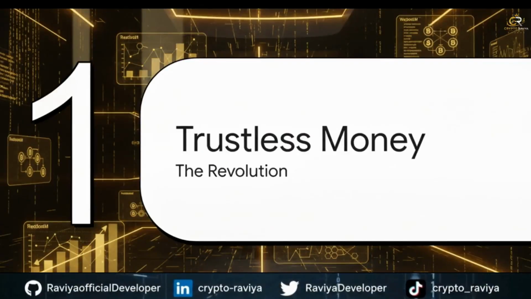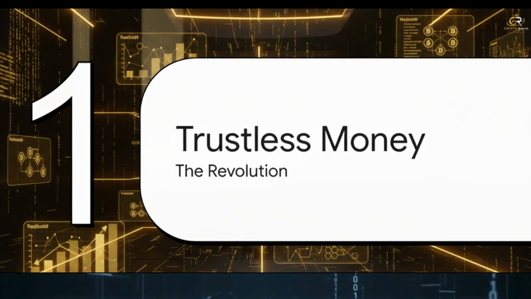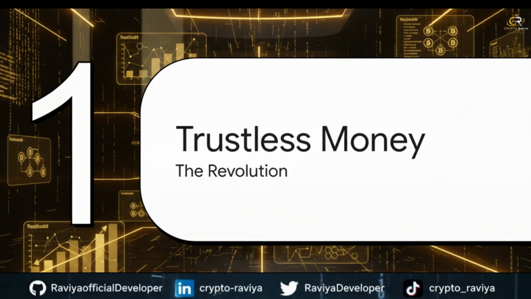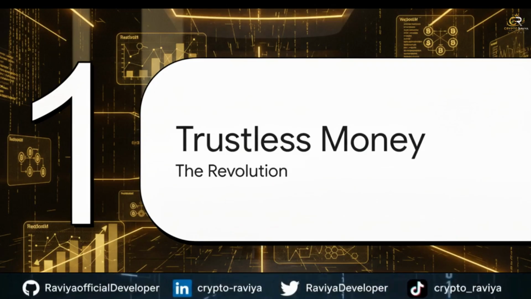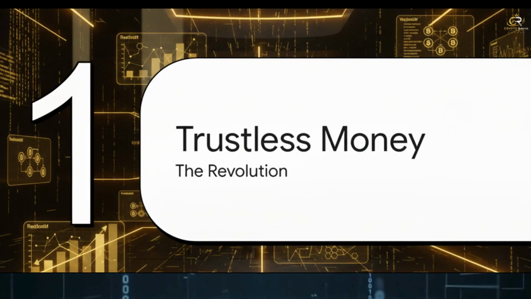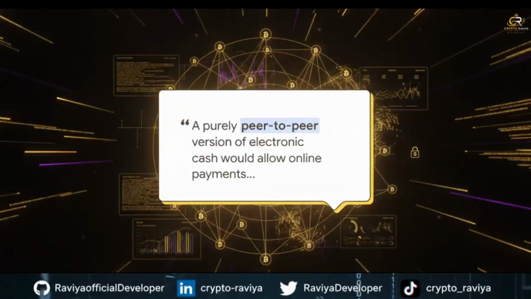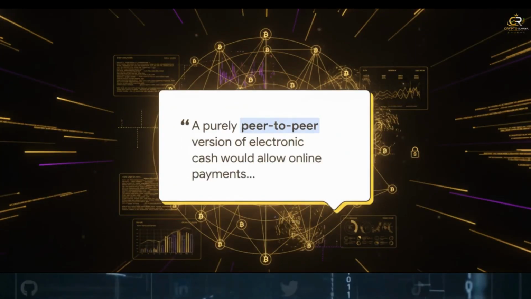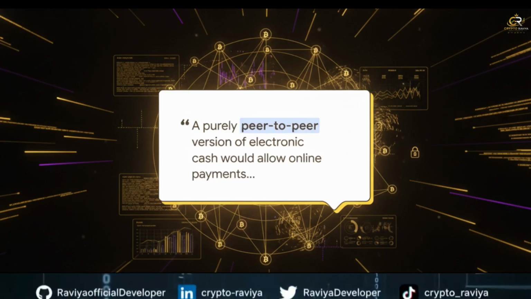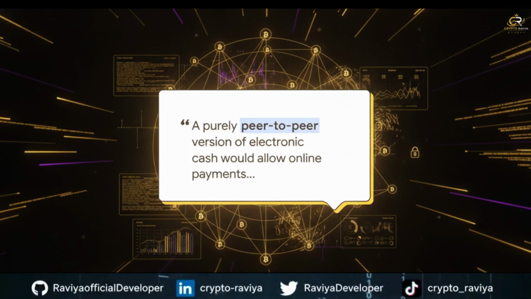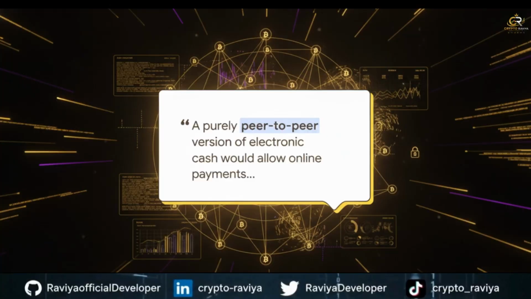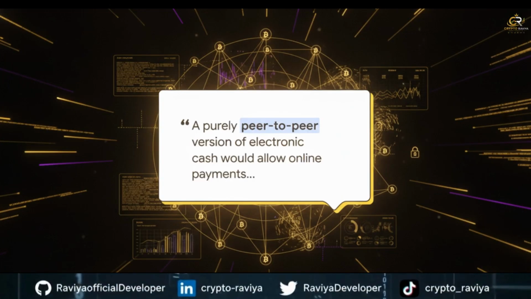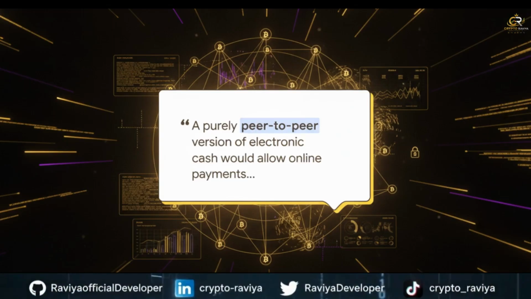All right, part 1, the trustless money revolution. Let's peel back this first layer to see why relying on financial institutions as trusted third parties actually totally limits native internet commerce. Back in 2008, Satoshi Nakamoto dropped the foundational white paper, stating that a purely peer-to-peer version of electronic cash would allow online payments to be sent directly from one party to another without going through a financial institution. Basically, the traditional internet relies way too heavily on banks to act as referees.